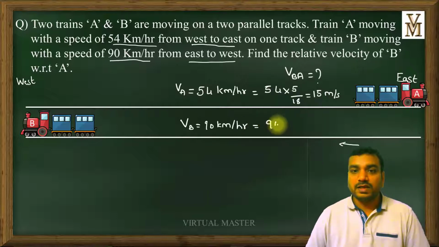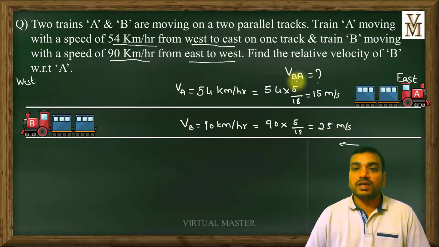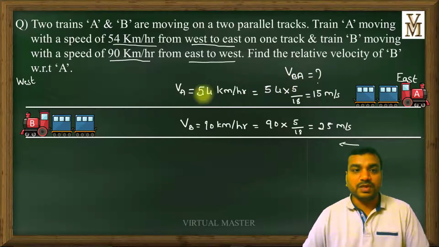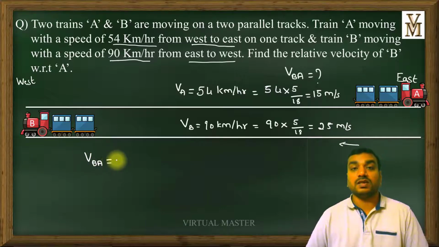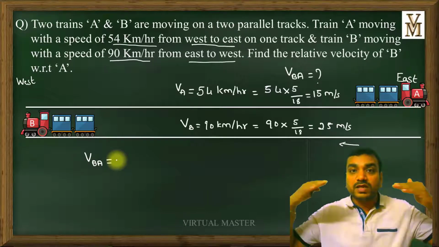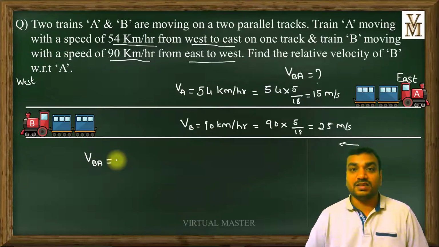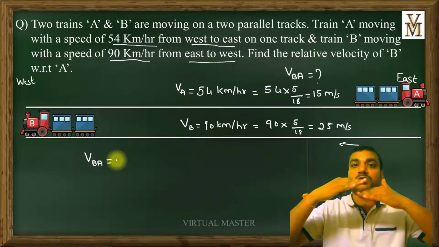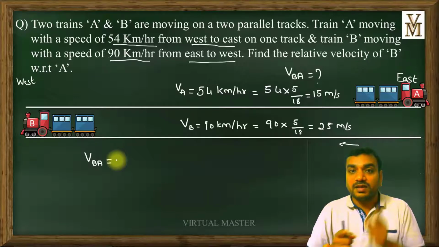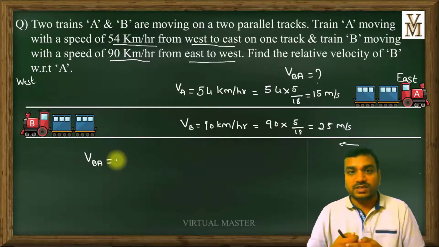Similarly, 90 into 5 by 18 equals 25 meter per second. Now what do we have to find? We have to find the relative velocity of train B with respect to train A. Since the two trains are moving in opposite directions, to find the relative velocity we have to add the velocities of each object.